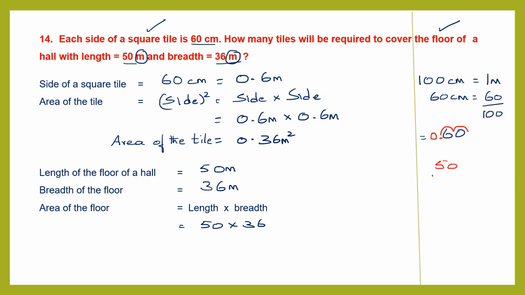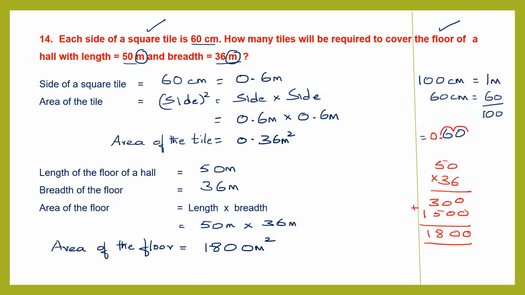50 into 36. 6 zeros are 0, 6 fives are 30. Second step, 3 zeros are 0, 3 fives are 15. 0, 0, 3 plus 5 is 8 and 1, 1800 when we add this. So we have got the area of the floor to be 1800 meter square. So we've got the area of the tile to be 0.36 meters square and area of the floor is 1800 meters square.